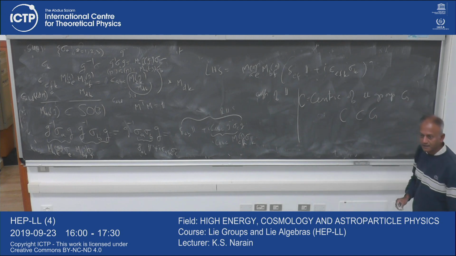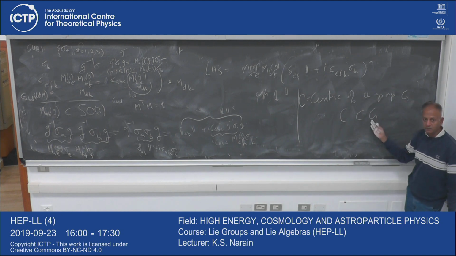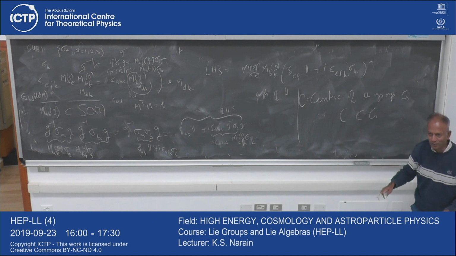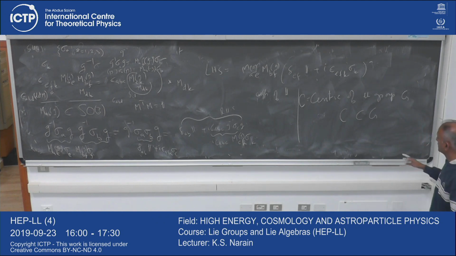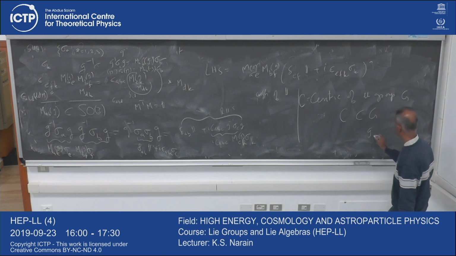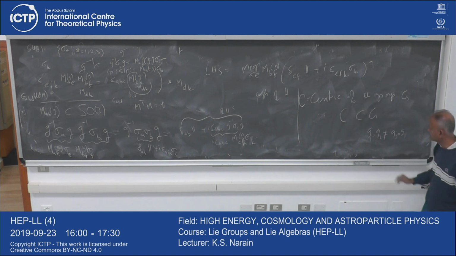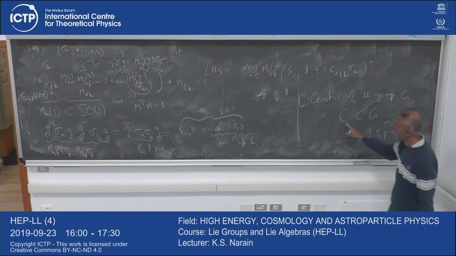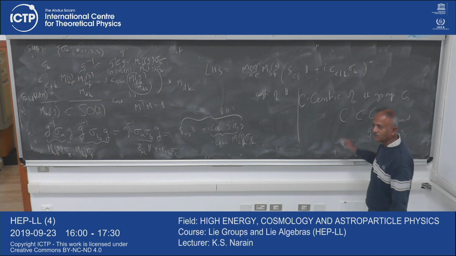And G, of course, in general will not be abelian. Abelian is a very trivial case. In fact, we'll never talk about abelian groups in this course. In general, it is a non-abelian group. So if I take elements G1 and G2, G1 times G2 is not in general the same as G2 times G1. Sometimes it can be, but in general it's not. But the center is a set of elements of G which commute with everything.